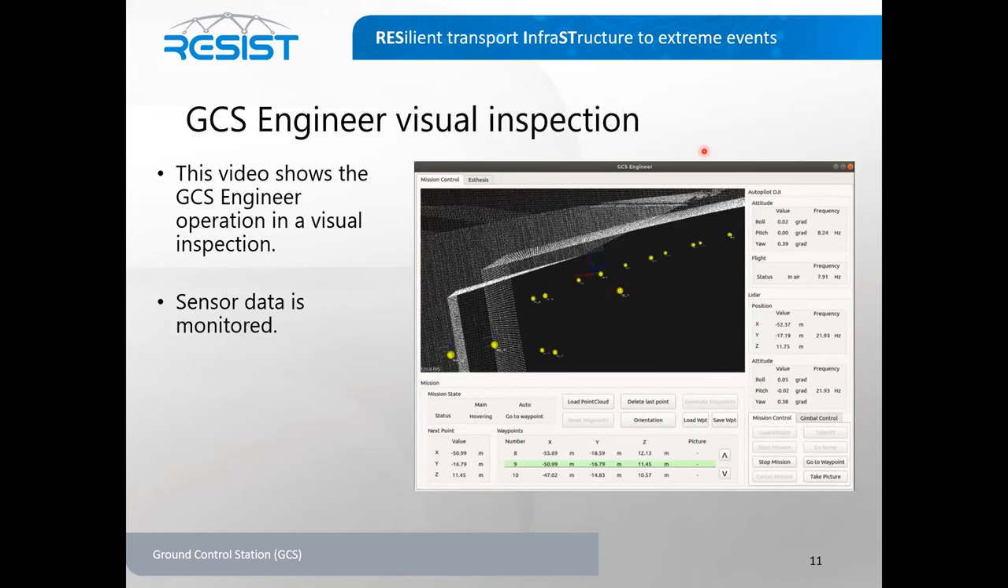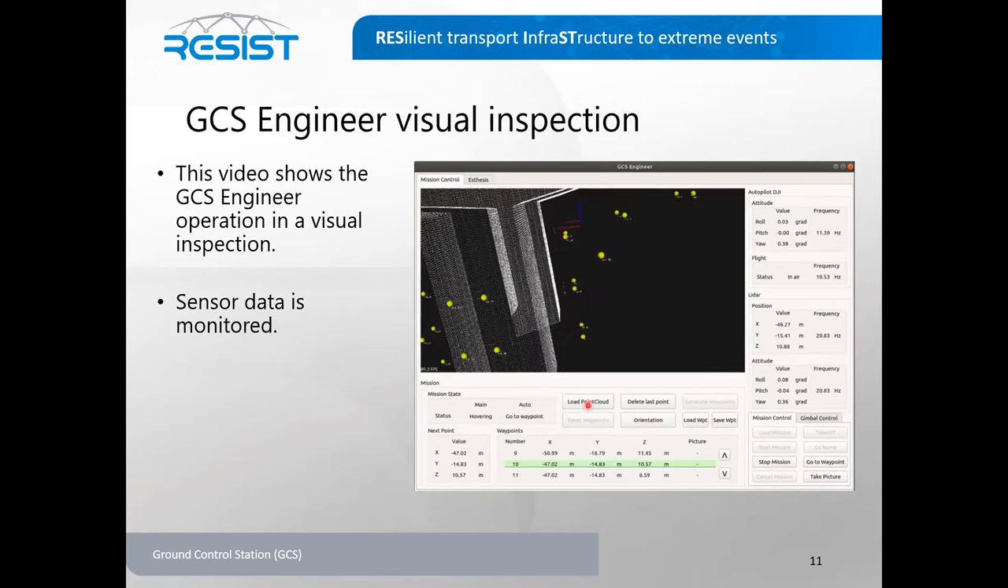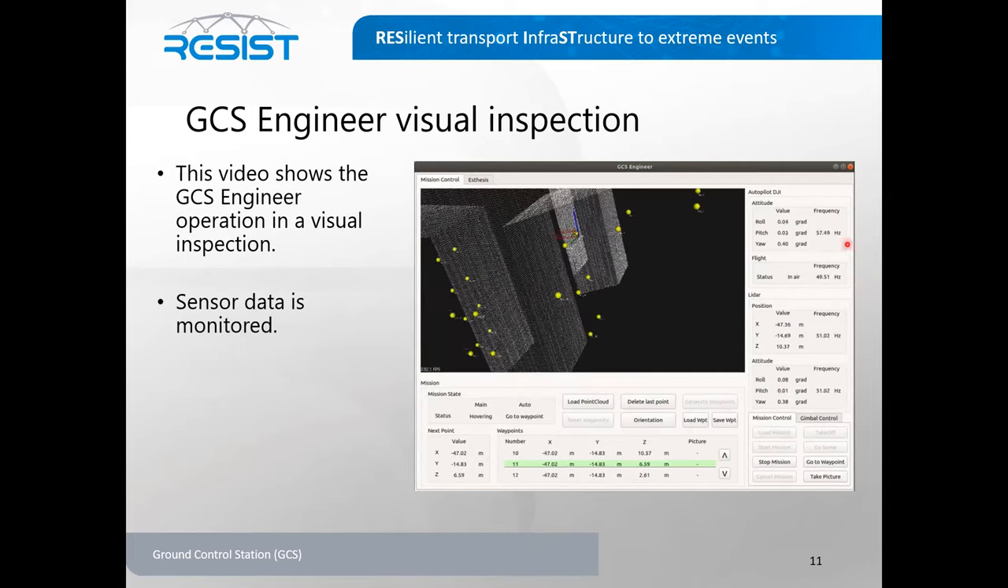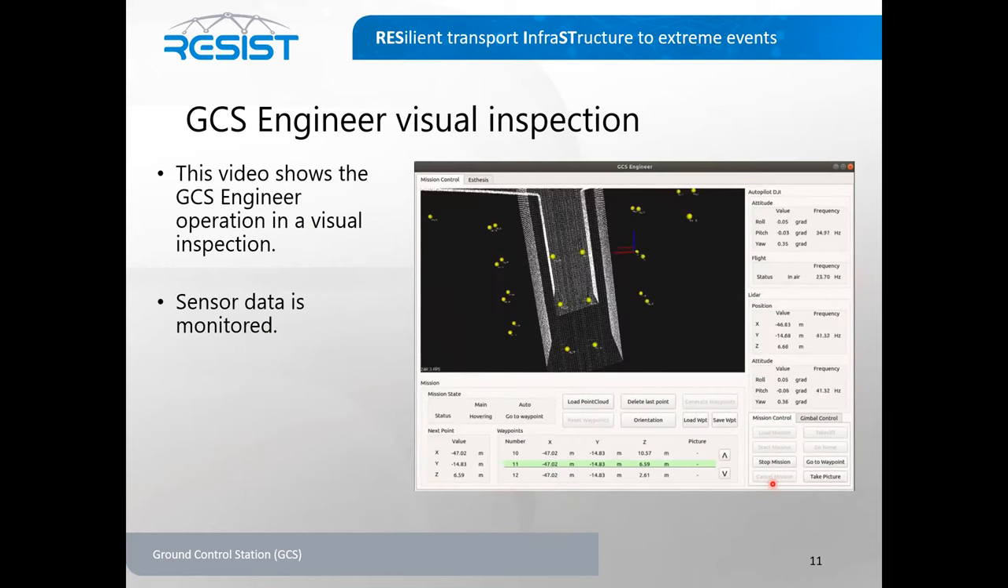In this video, we can see an operation taking place. Here the sensor data can be checked. The waypoint list is updating while the drone is flying, along with the mission status, and the RPA is paused in real time.